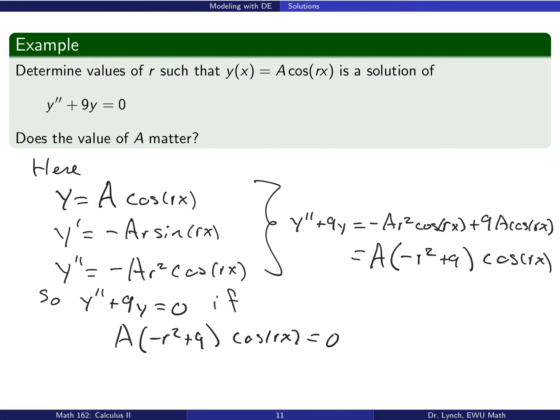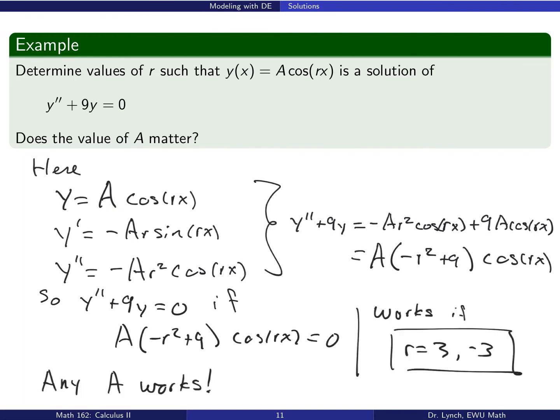Here we see that when substituted into the differential equation, y double prime plus 9y is equal to, simplifying, a times the quantity minus r squared plus 9 times the cosine of rx. So if we want this to be equal to 0, we better have a times minus r squared plus 9 times cosine rx equal to 0. Now, of course, we can choose r to make this 0 as long as r is 3 or minus 3.